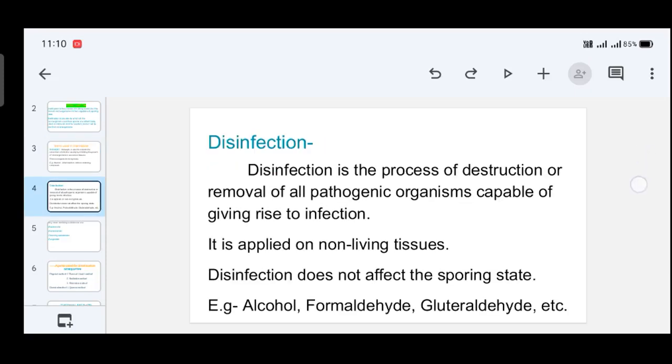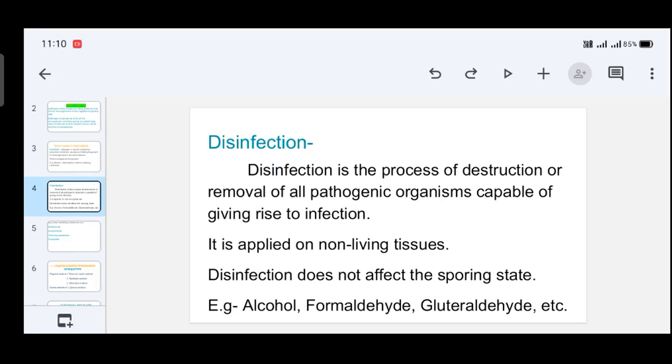Disinfection. Disinfection is the process of destruction or removal of all pathogenic organisms capable of giving rise to infection. It is applied on non-living tissues. Disinfection does not affect the sporing state. Example: formaldehyde, glutaraldehyde, and alcohol.